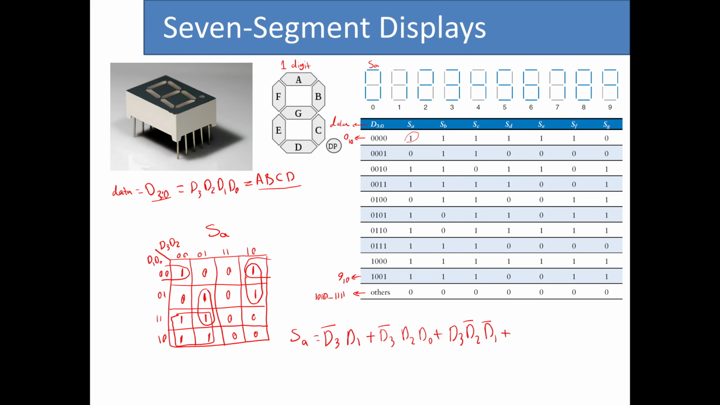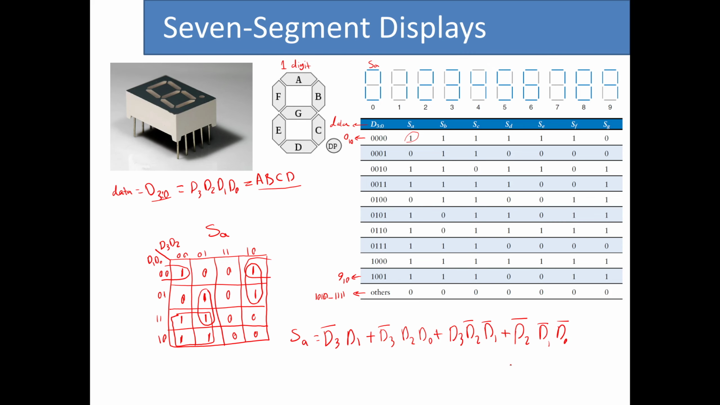And finally, for the last one, we have the value for D3 to be both 0 and 1. So for this one, the value for D3 is 0. For this one, the value for D3 is 1. So D3 is not included. The value for D2 is always 0, so I have D2 bar. The value for D1 is always 0, so I have D1 bar. And finally, the value for D0 is always 0, so I have D0 bar.